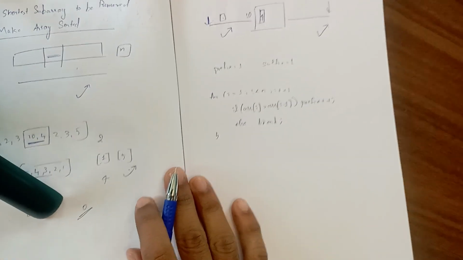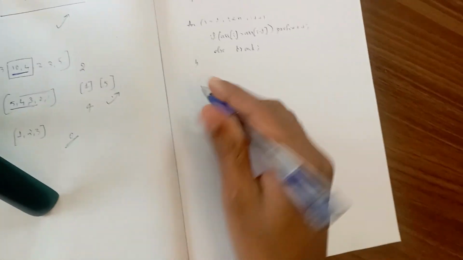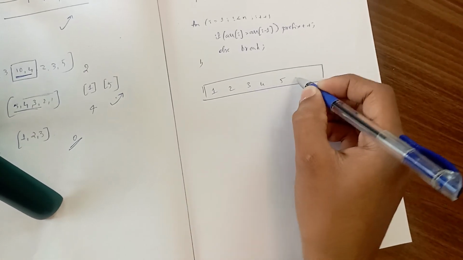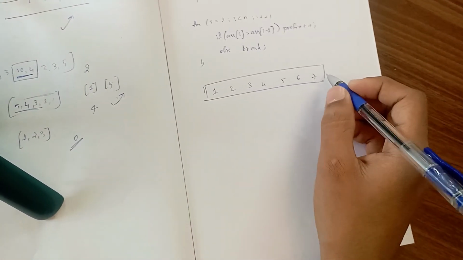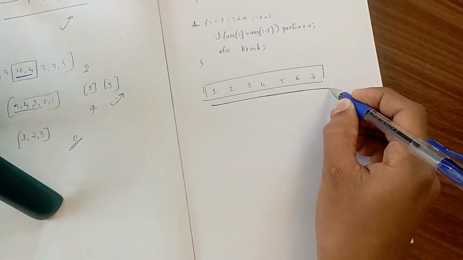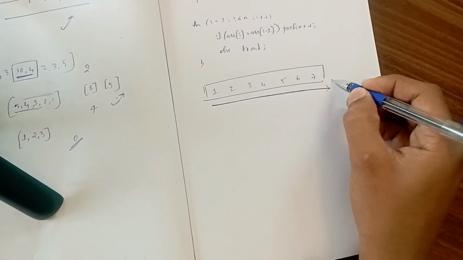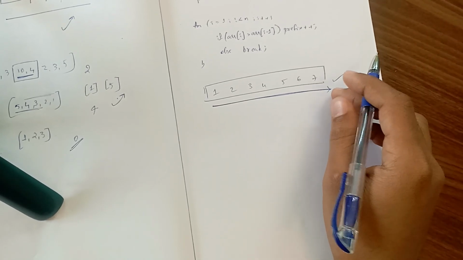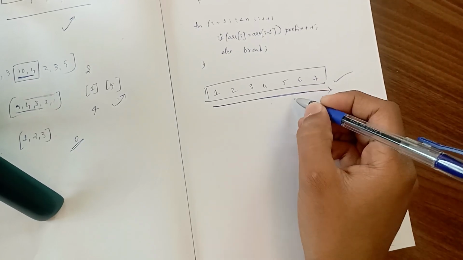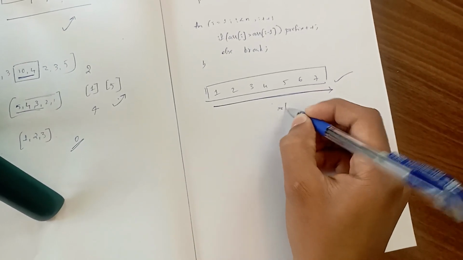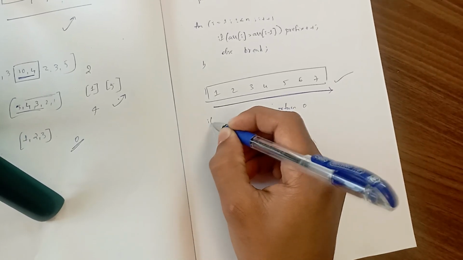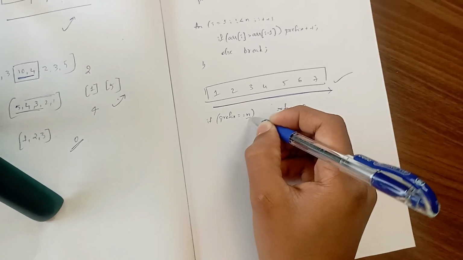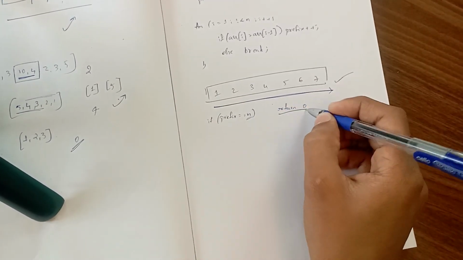Then what if we got the prefix as 1, 2, 3, 4, 5, 6, 7, like this? In this array, the array is already sorted, so there is no need to remove any subarray to make the array sorted. As it is already sorted, we return 0. The condition here is if prefix is equal to the size of the array, then we return 0.